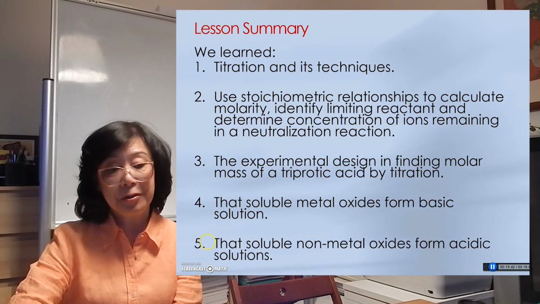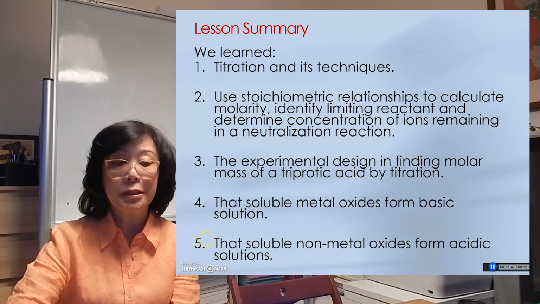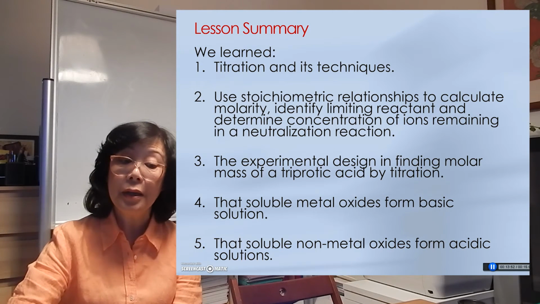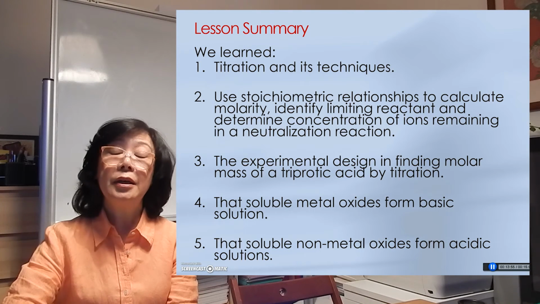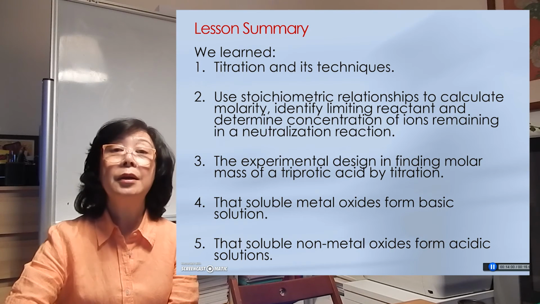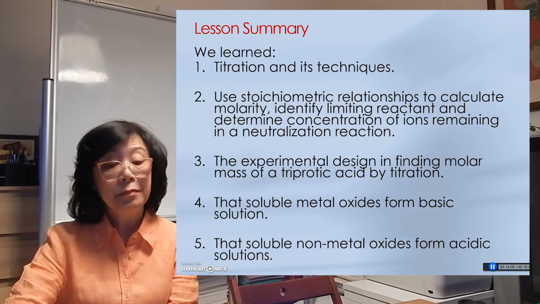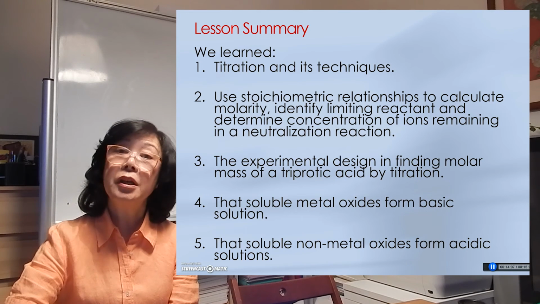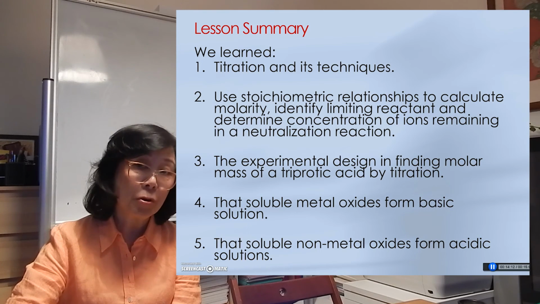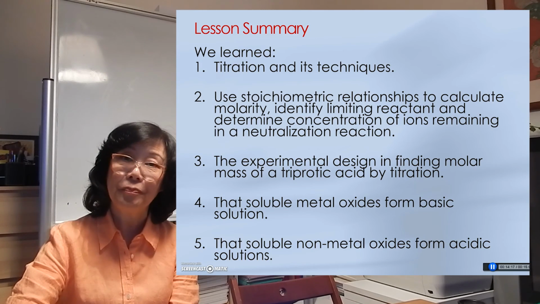To summarize today's learning, we have learned what titration is and the proper titration techniques. We have learned how to use stoichiometric relationships to calculate molarity, identify limiting reactant, and determine the concentration of any ions remaining in the solution. We also designed an experiment to find the molar mass of a triprotic acid by using titration. Finally, we learned that all soluble metal oxides form basic solution in water, and all soluble non-metal oxides form acidic solution in water.